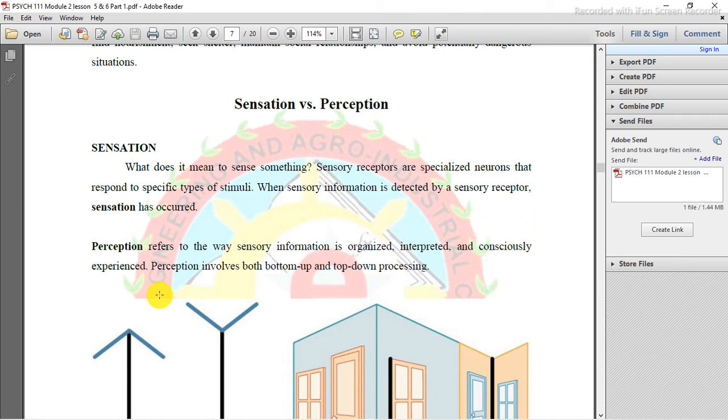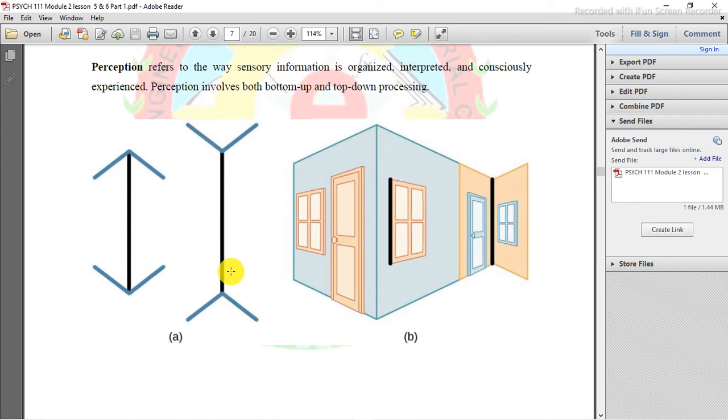So, iba po yung I sense something sa I perceive something. When you sense something, you just sense it without even organizing or interpreting it. When we perceive something, not just do we sense it, but we already interpret it. Perception involves both bottom-up and top-down processing.